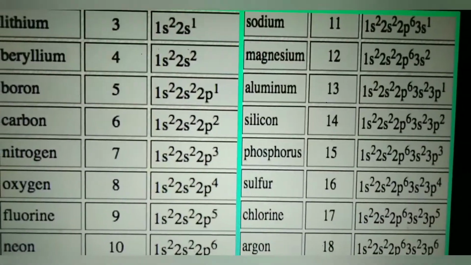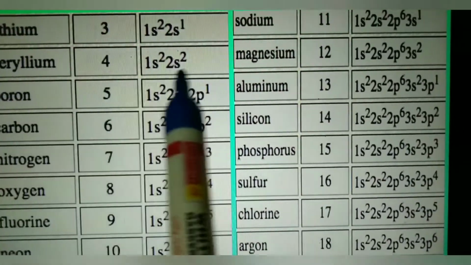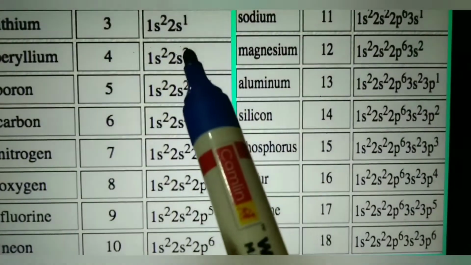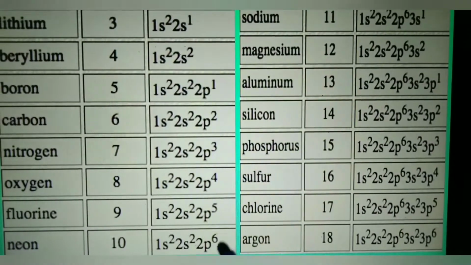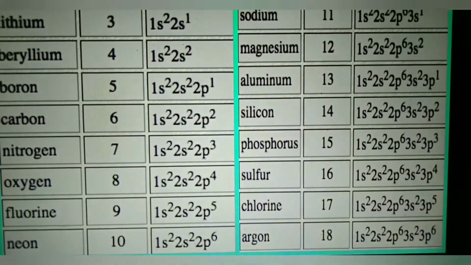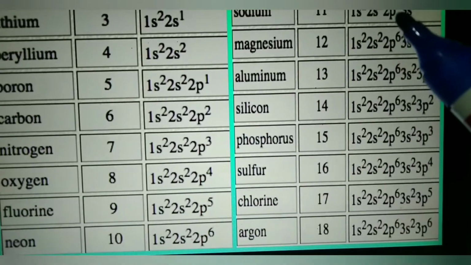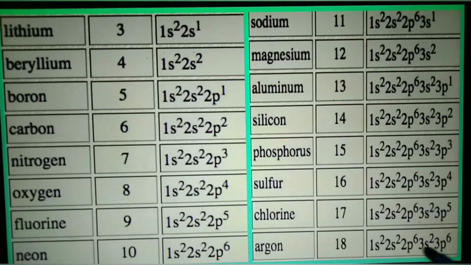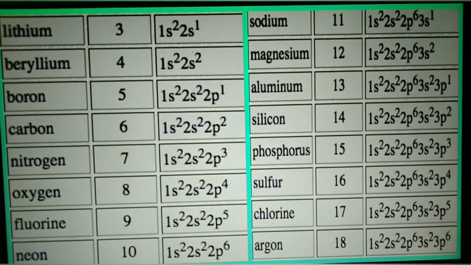So for the second period, the principal quantum number n is equal to 2. So here the 2s and 2p orbitals are being filled up gradually, and the last element neon has the electronic configuration 2s2 2p6. Similarly, in the third period, the principal quantum number n is equal to 3 and the two orbitals 3s and 3p are being filled up gradually from element sodium to argon, which is the last element with the electronic configuration 3s2 3p6.